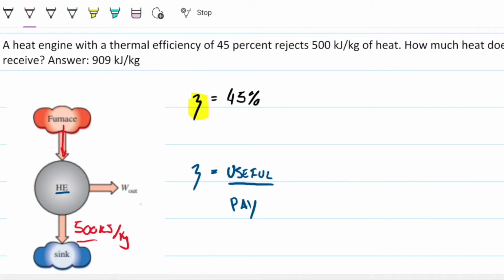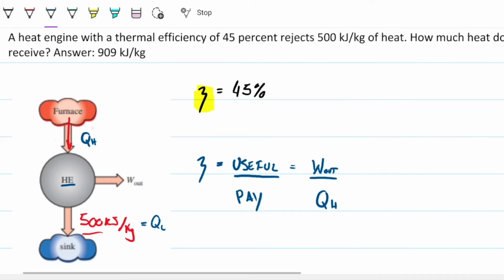If we convert that into the equation, what we're saying is that the useful thing we want out of this is work. So work output is the useful energy that's coming out of this heat engine. And what are we paying for that? We're paying with high quality energy that's coming from a hot source. We usually call this QH for high, and this one here QL for low. If we could convert all this energy into useful work, then the efficiency would be 100%.